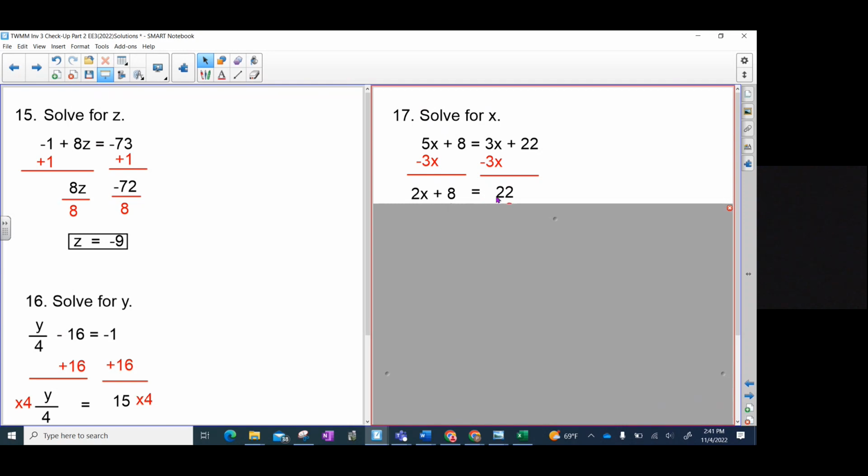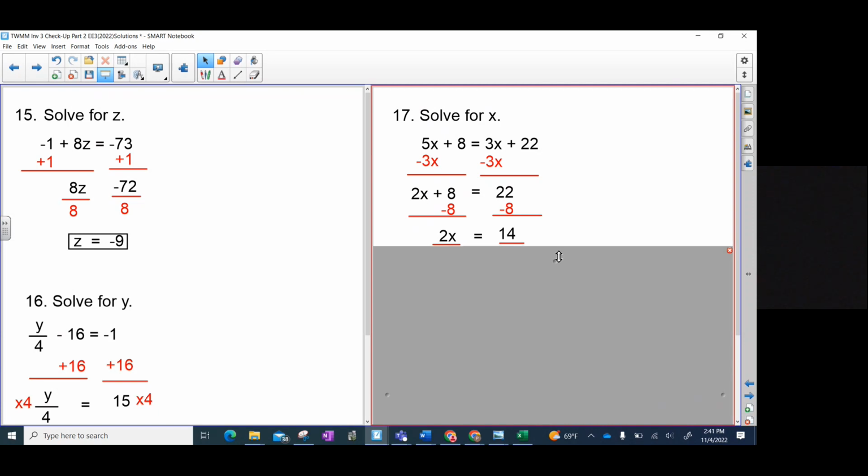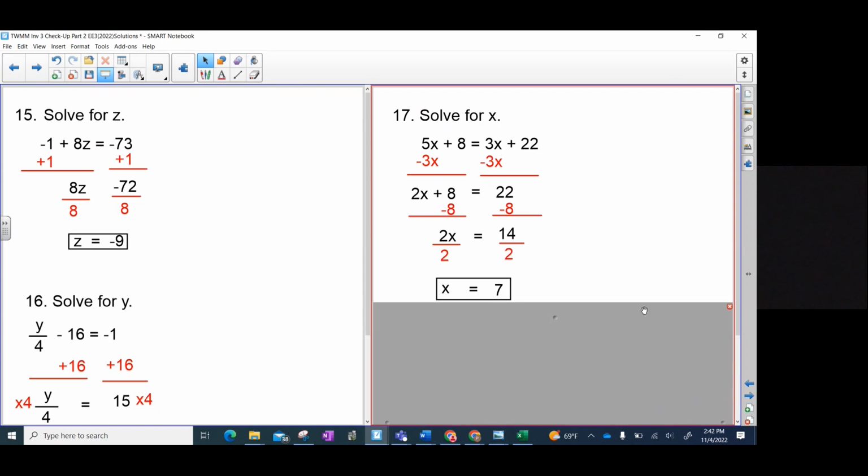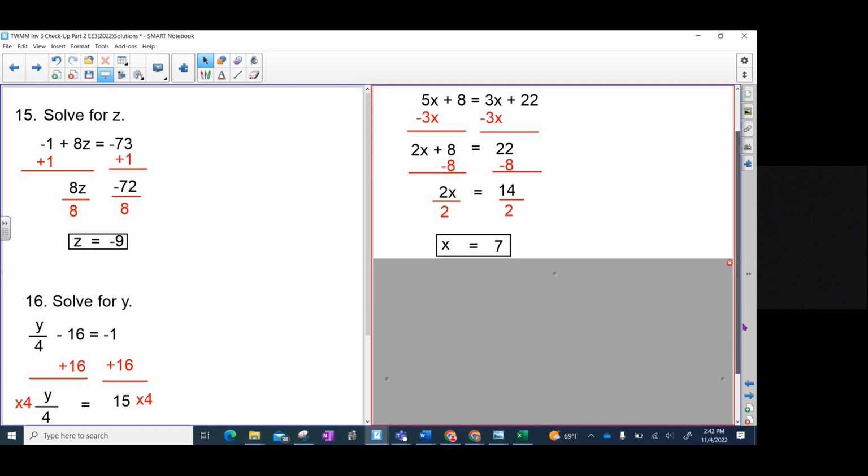This is now a 2-step equation. I have multiplication by 2, addition of 8. I get rid of addition first by subtracting 8 on both sides of the equation. On the left, I have now 2x, and on the right, I have 14. I'd get rid of that multiplication of 2 by dividing by 2. And I end up with x is equal to 7.